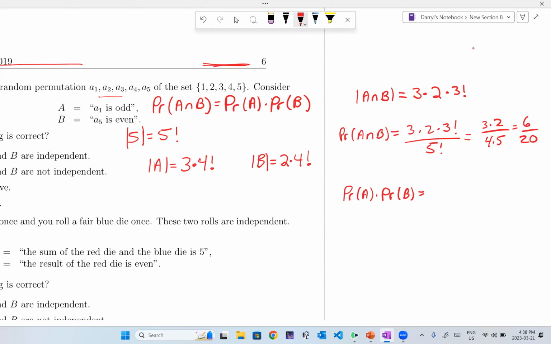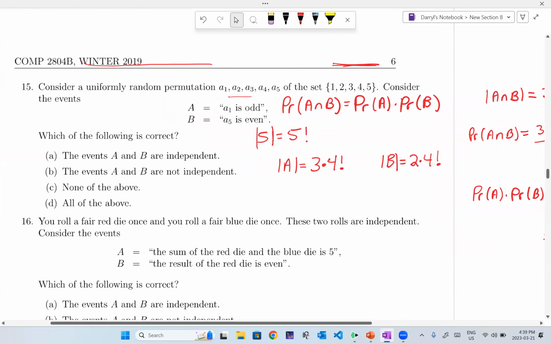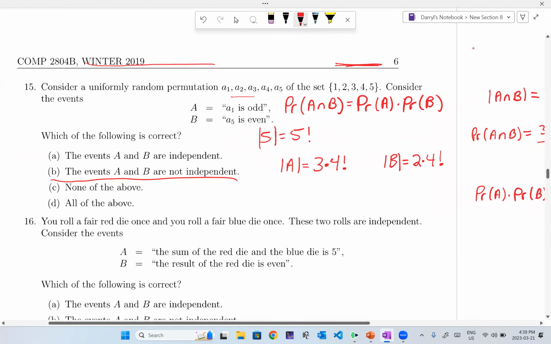It's equal to 3 times 4 factorial times 2 times 4 factorial over 5 factorial times 5 factorial. So let's cancel some of this out. This cancels with that, I have 5. This cancels with that, I have 5. So this is equal to 6 over 25. So they are not independent because the probabilities don't match. So the answer here is B.